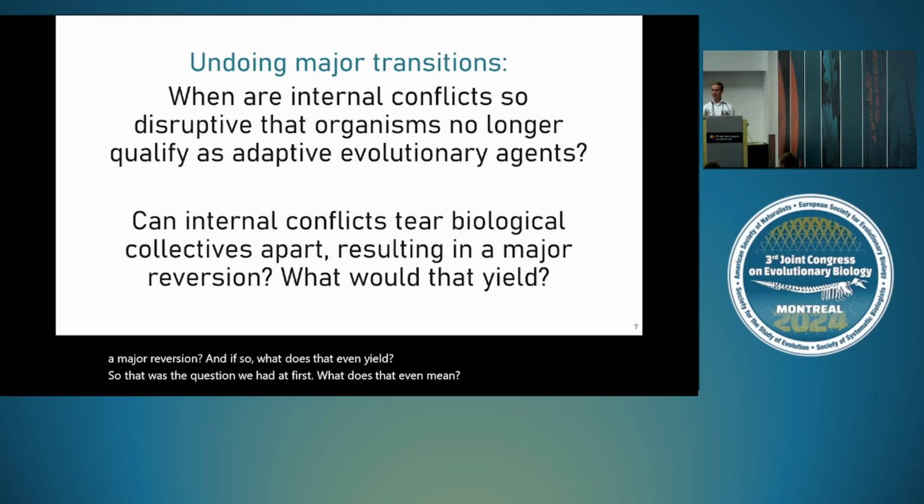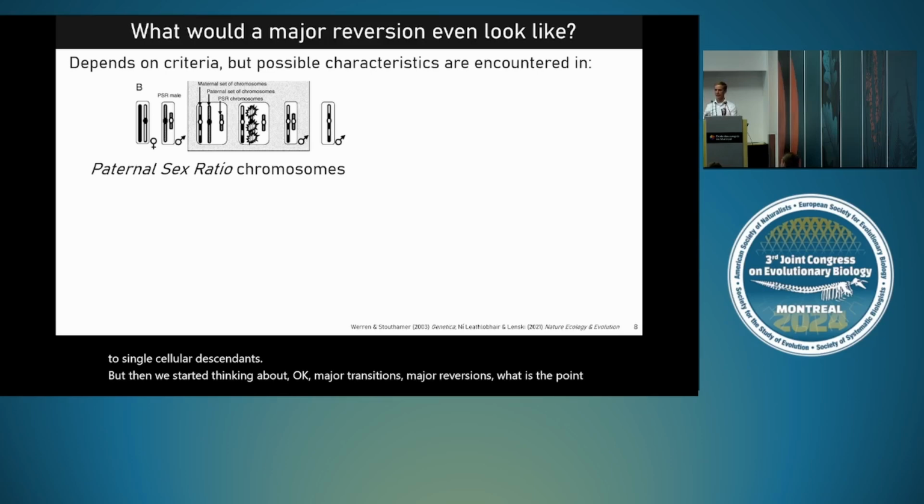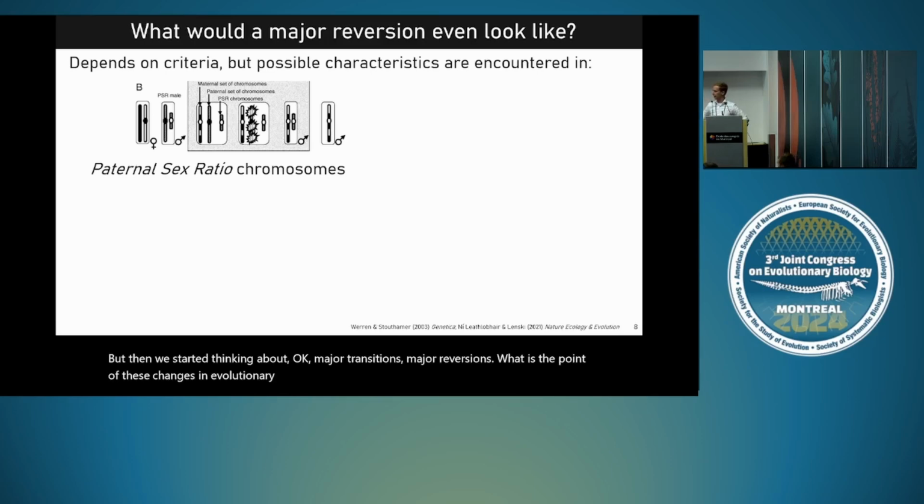And the simple way to think about that is to think about, for example, a multicellular organism falling apart and giving rise to single-celled descendants. So a multicellular ancestor gives rise to single-celled descendants. But then we started thinking about, okay, major transitions, major reversions, what is the point of these changes in evolutionary individuality? And we came up with a bunch of criteria that we want to assign to a major reversion. So in order to talk of a major reversion proper, it needs to meet certain criteria. And we see some of those criteria across different selfish elements and different forms of life.